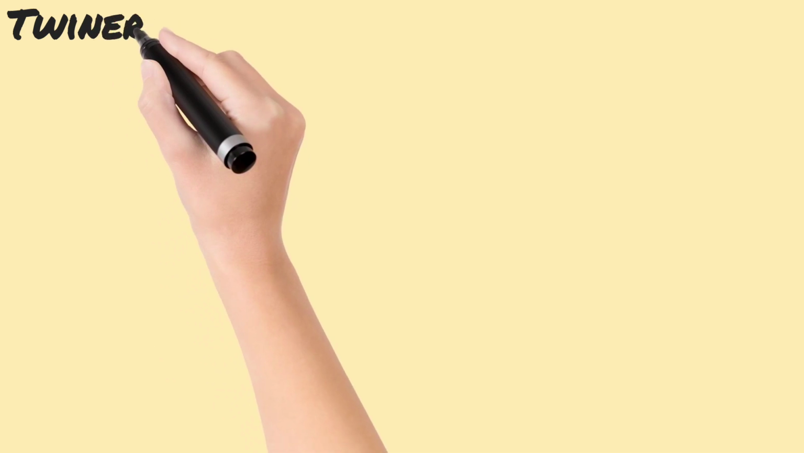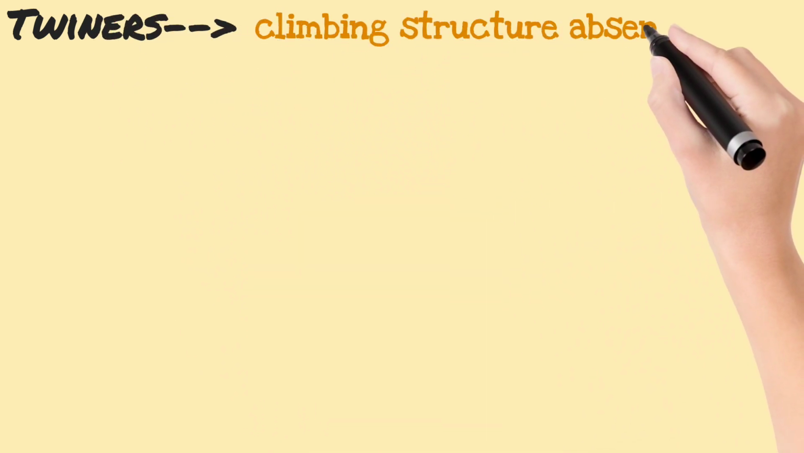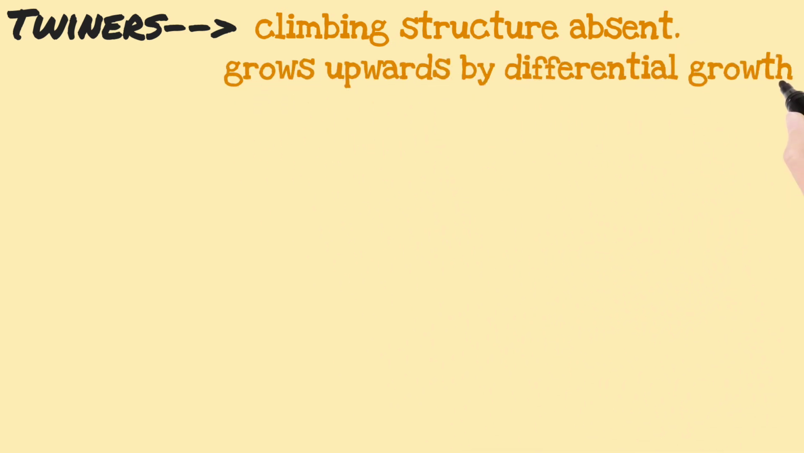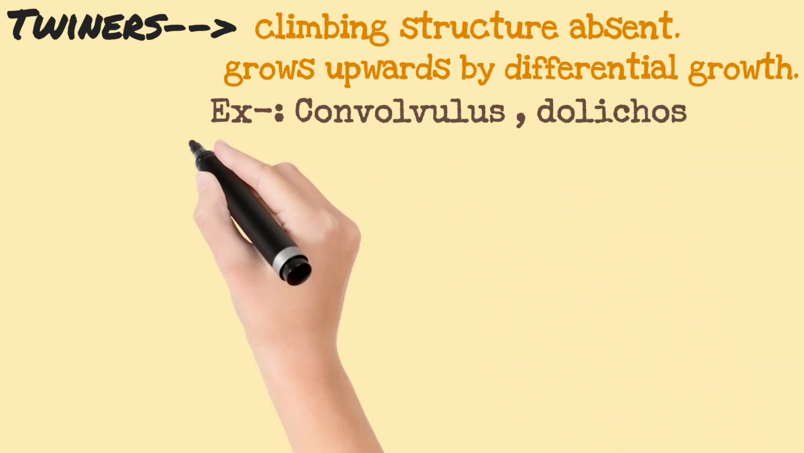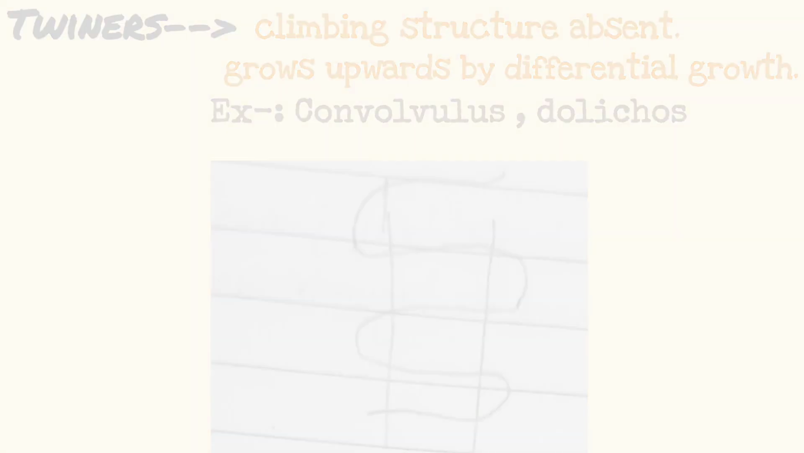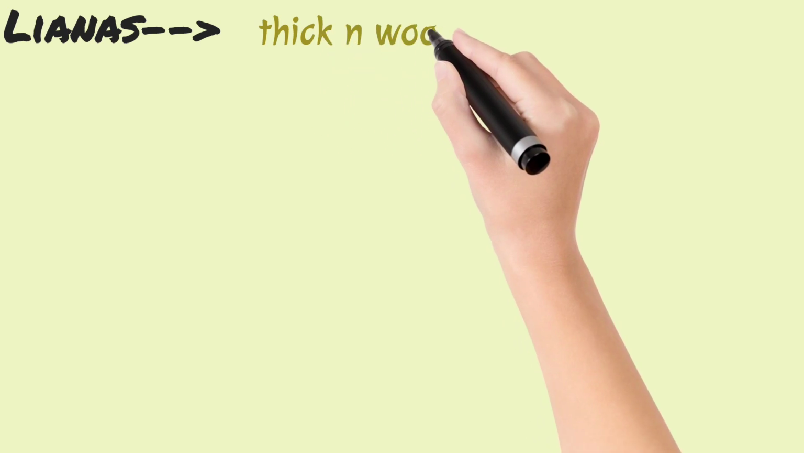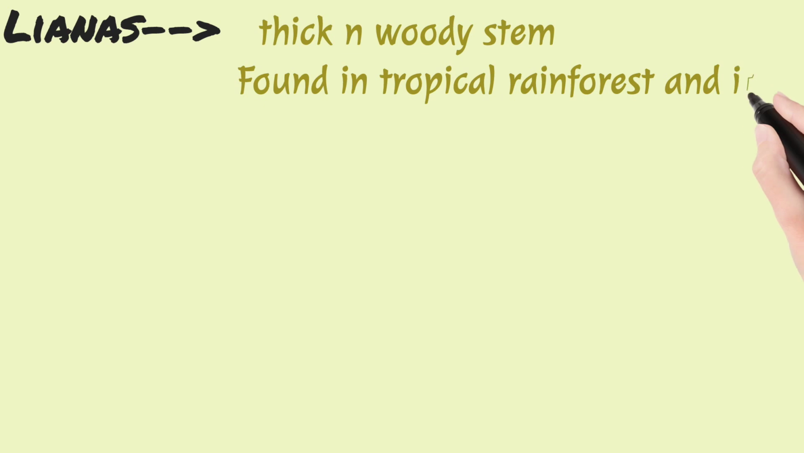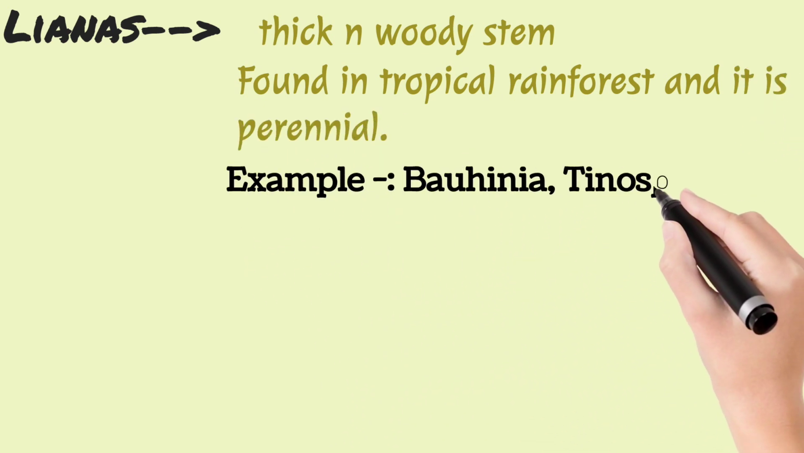Twiners, a long, flexible stem which grows upwards by differential growth, and climbing structures are absent. Example of twiners: convolvulus, dolichos. Lianas have thick and woody stem. Lianas are perennial and found in tropical rainforest. Example: Bauhinia, Ctenolophon.